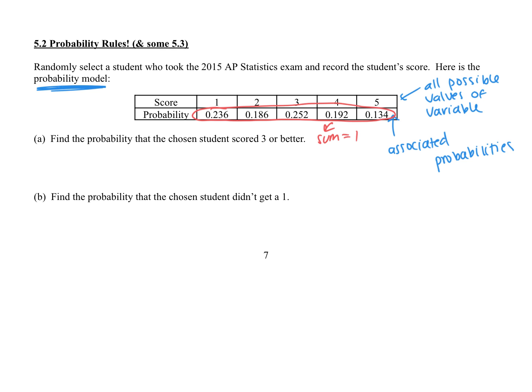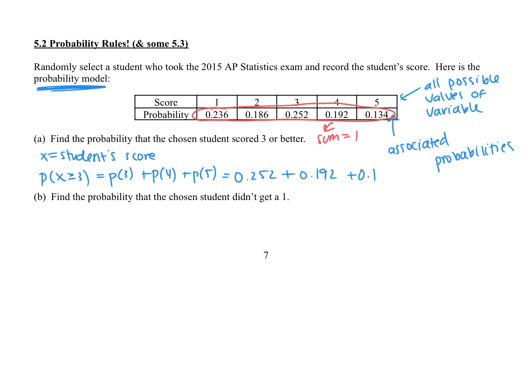First thing you have to be able to do, which you probably have done before or can figure out, is basic probabilities. So find the probability that a chosen student scored 3 or better. You need to show work. So if we use X to be the student's score, we are looking for the probability that the student's score is 3 or better, so you could write it that way. Or you could write out the individual possibilities, so that means the student scored a 3, a 4, or a 5. That is considered showing work. You have to show that. And so then we're just taking 0.252 and adding 0.192 and 0.134, which is 0.578.